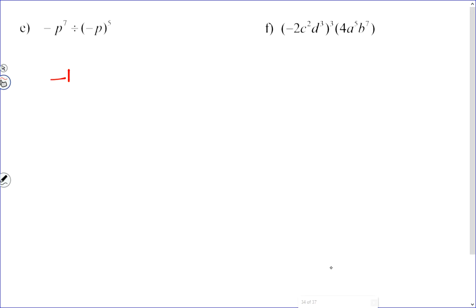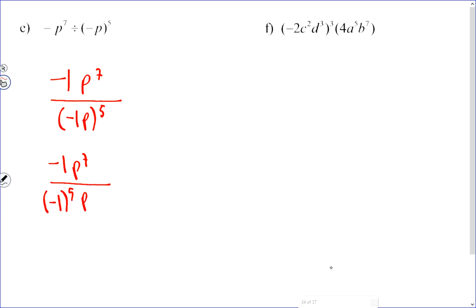This is negative 1 p to the 7 over negative 1 p in brackets to the 5. So on the top we have a coefficient of negative 1 and then p to the 7. On the bottom we have negative 1 to the 5 and p to the 5. So we get negative 1 p to the 7 over negative 1 to the 5. This part of the bottom is still going to be negative 1 because it's negative 1 times itself 5 times, which is an odd number of negatives, which will retain its negativeness. And then we have p to the 5.